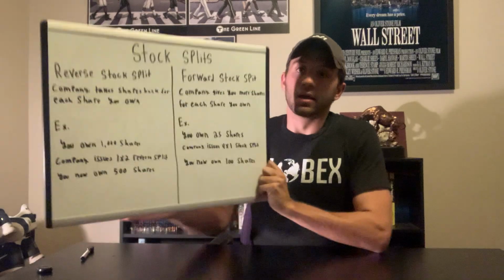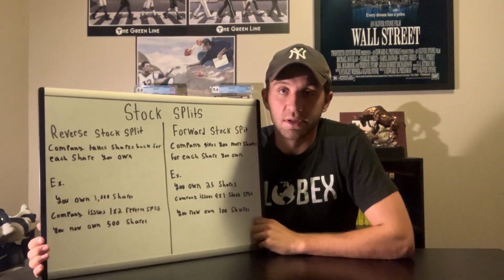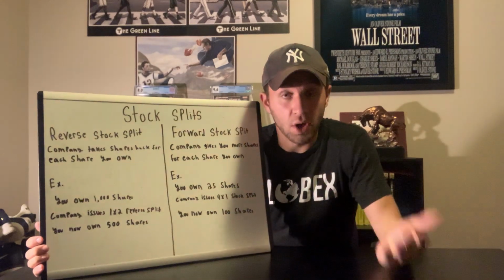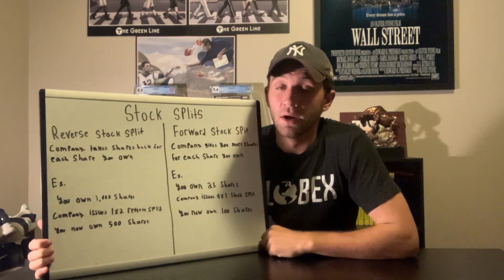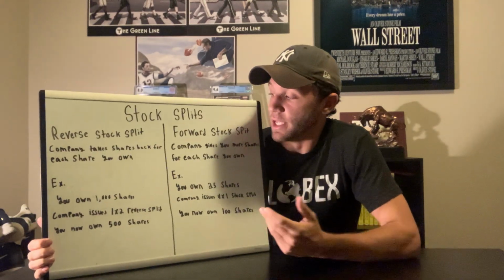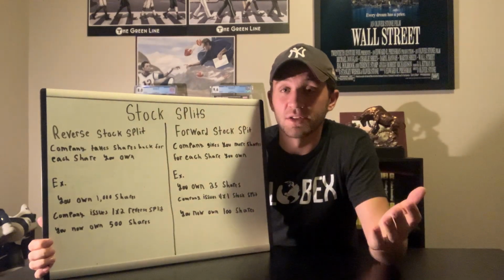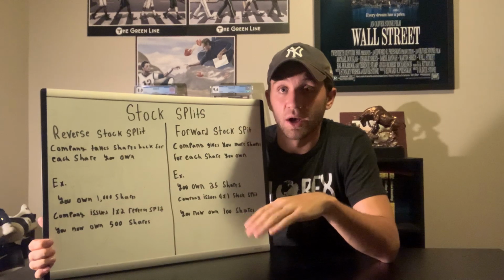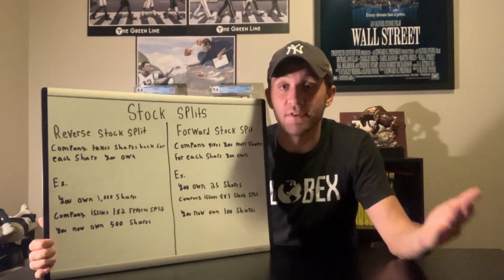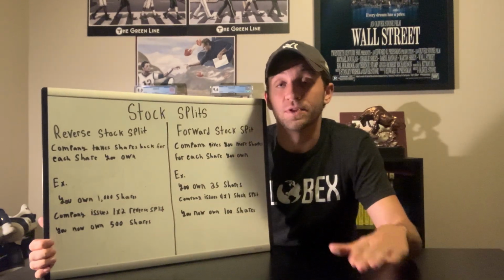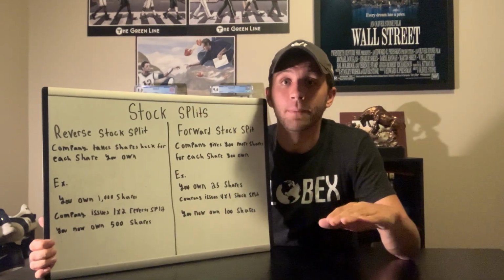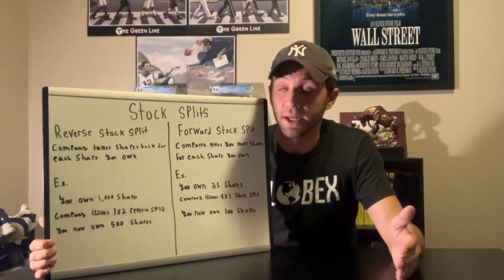So there are two types of stock splits: a reverse stock split and a forward stock split. The most common is the forward stock split. All the forward stock split does is the company gives you more shares for each share you own, and it drops the price of the stock because now there are more shares available in the open market. So the stock price drops to not a predetermined level, but a level based upon the split.